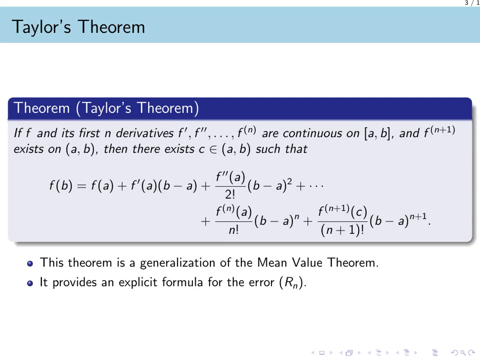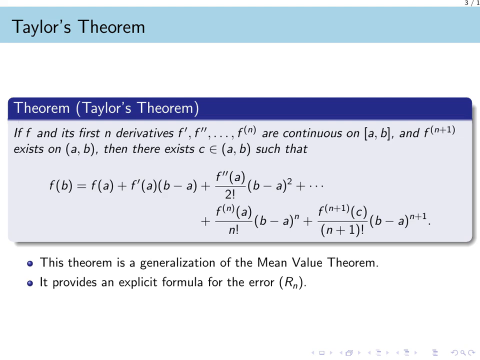This polynomial part is constructed using the derivatives of the function evaluated at the starting point, a. The final term is the remainder, which represents the error. Notice its structure. It looks like the next term in the series, but the derivative is evaluated at some unknown point c, which lies somewhere between a and b. As the slide notes, this is a generalization of the mean value theorem. If you consider the case where n equals 0, the formula simplifies to f of b equals f of a plus f prime of c times the quantity b minus a, which is precisely the mean value theorem.